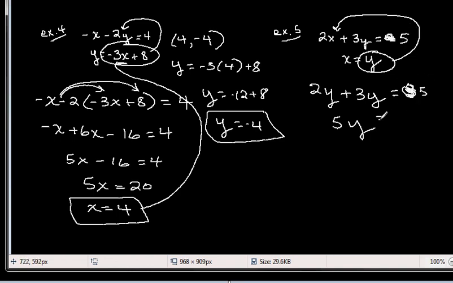Equals 5. So we get y equals 5 over 5, which is 1, and guess what? X is going to equal, if y equals x and y is 1, then x is going to equal 1. So our final answer to this one is (1, 1).